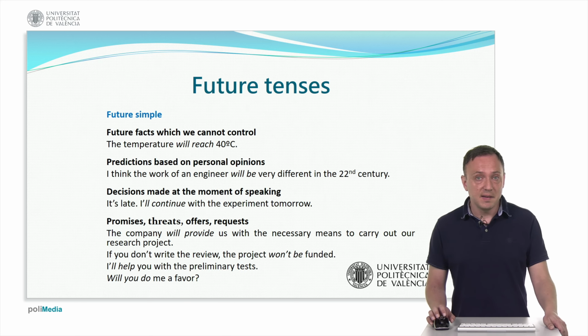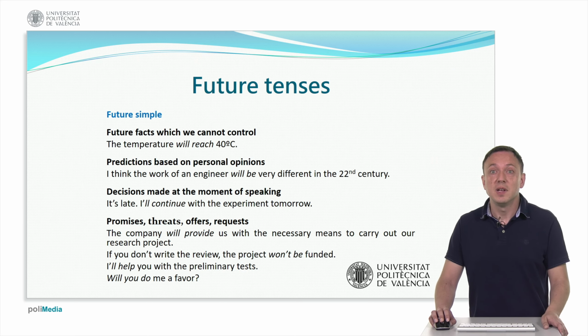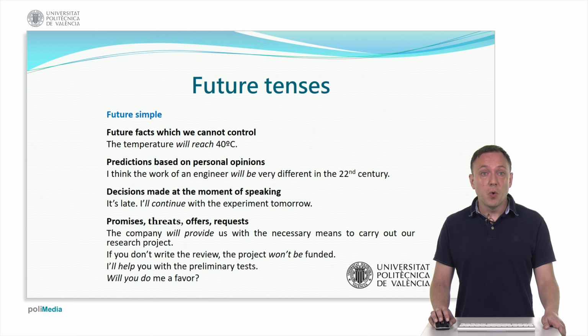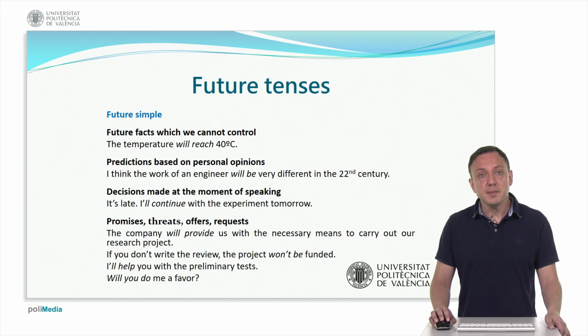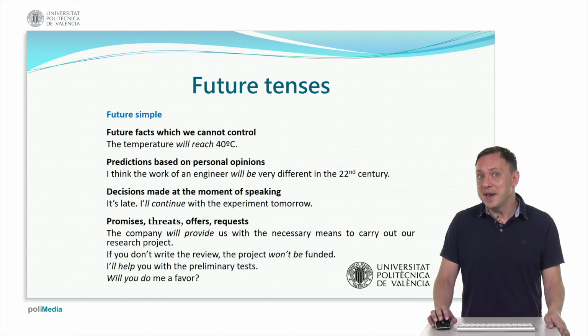The next tense is the future simple. It is used to talk about future facts which we cannot control. For example, the temperature will reach 40 degrees. So the weather is something that we can't control. It can also be used for predictions based on personal opinions. For example, I think the work of an engineer will be very different in the 22nd century. So based on what I see, I conjure up an image of what I think the job of an engineer will be like in the future.